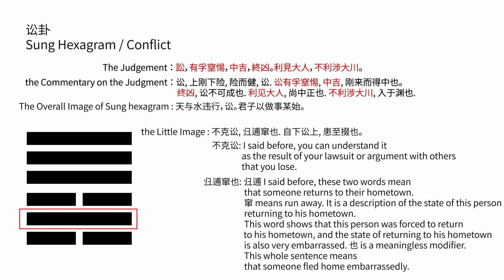归不篡也，归不, I said before. These two words mean that someone returns to their hometown. 篡 means run away. It is a description of the state of this person returning to his hometown. This word shows that this person was forced to return to his hometown, and the state of returning is also very embarrassed. 也 is a meaningless modifier. This whole sentence means that someone fled home embarrassedly.